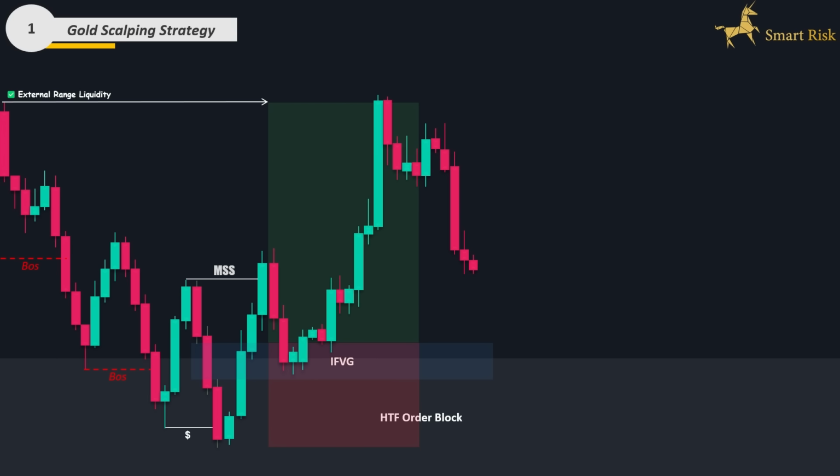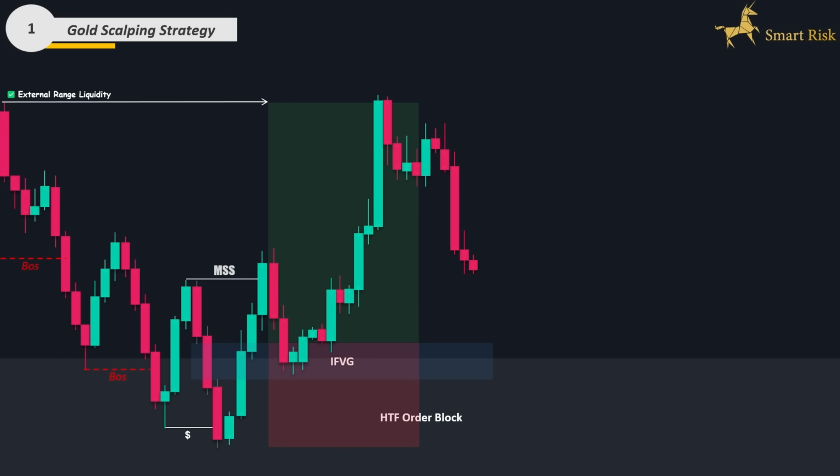For your take profit, you can target the nearest buy-side liquidity on the current time frame. Or, if you're aiming for a larger move, you can target a key level on the higher time frame. This entry approach often provides a better risk-to-reward ratio, since it is slightly more conservative.